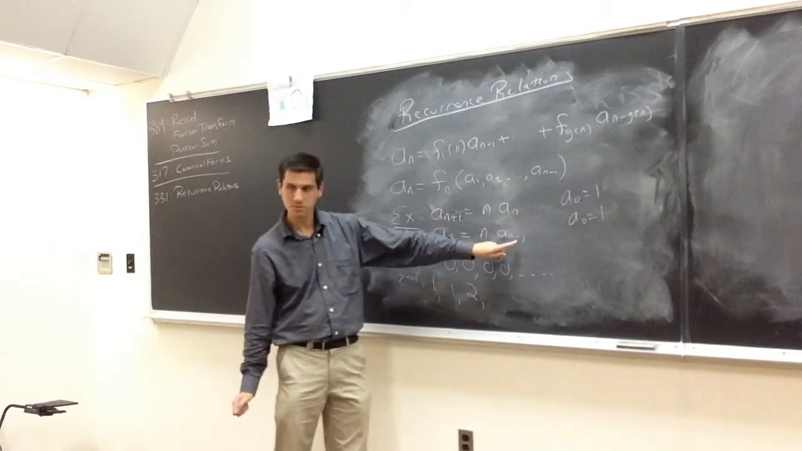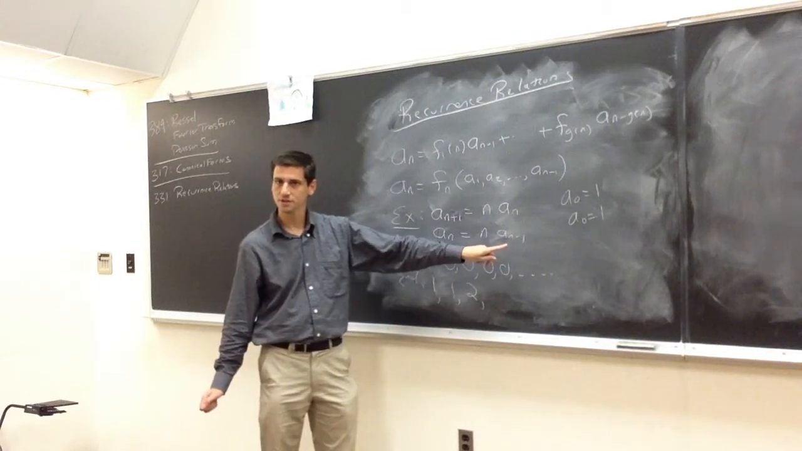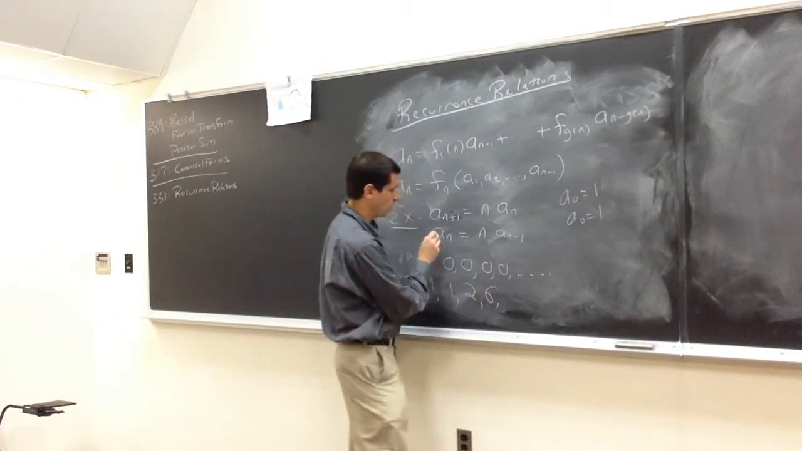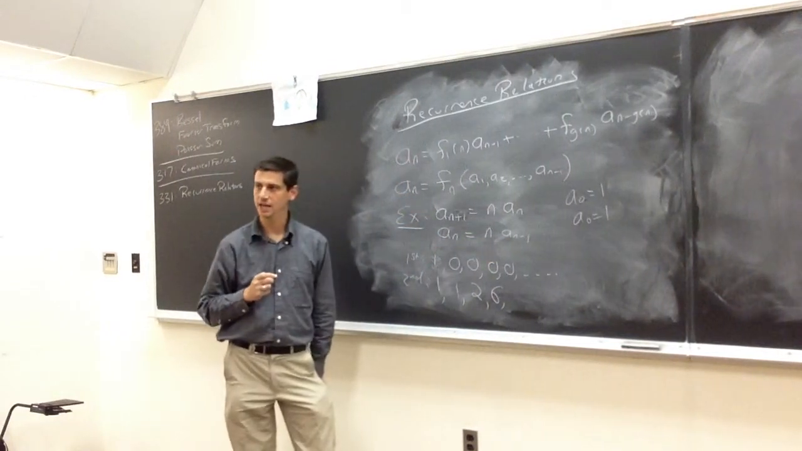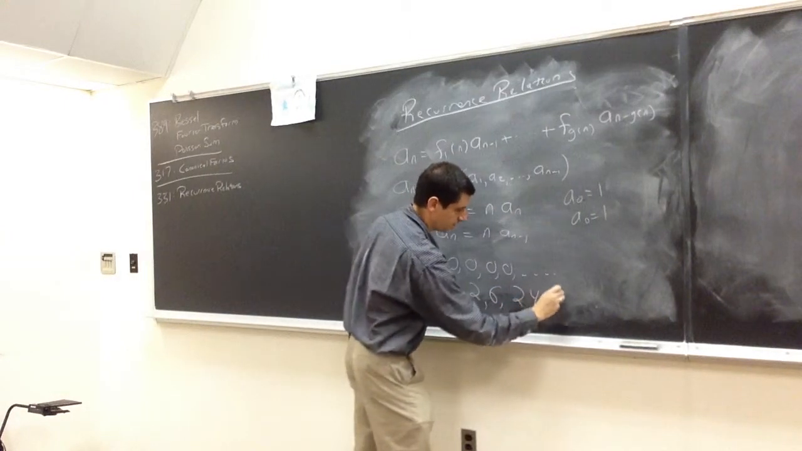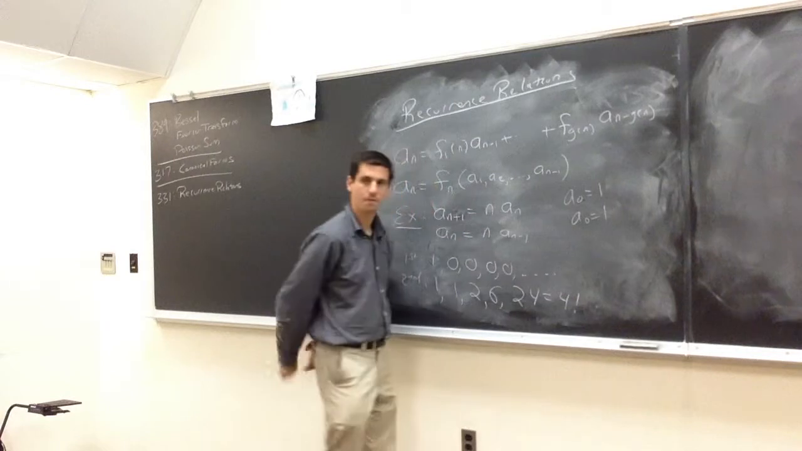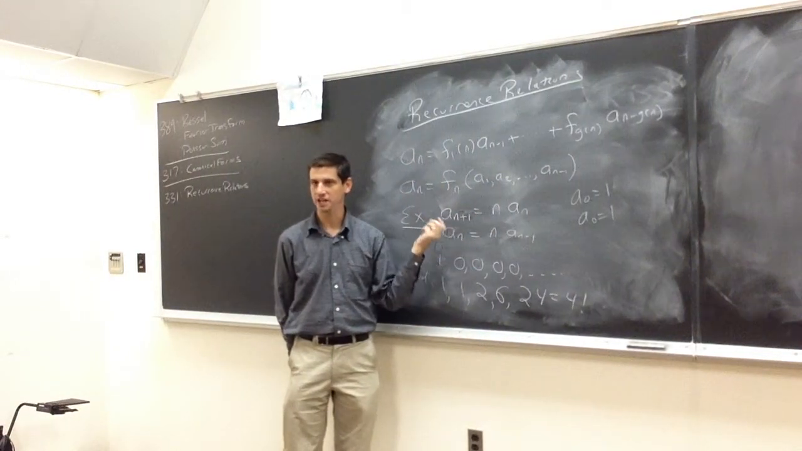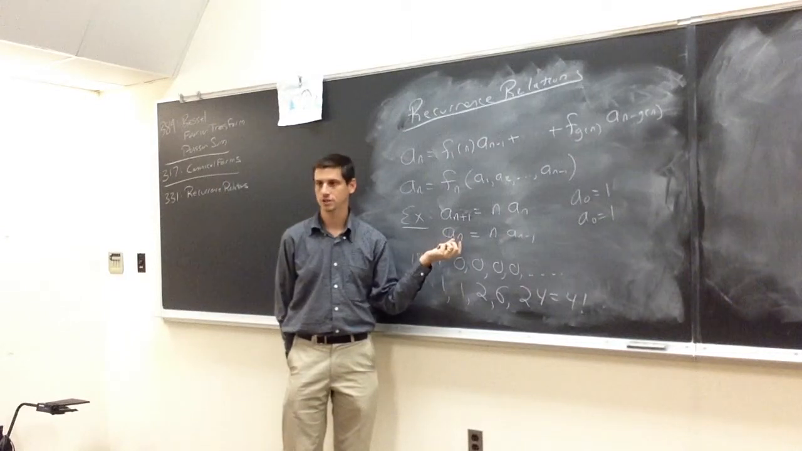a_3 is 3 times a_2, which is 6. And if I do one more, a_4 would be 4 times a_3, which is 24. And in fact, somebody has said, oh, that's just 4 factorial. In fact, this recurrence relation is so famous, it has a name attached to it, the factorial recurrence.